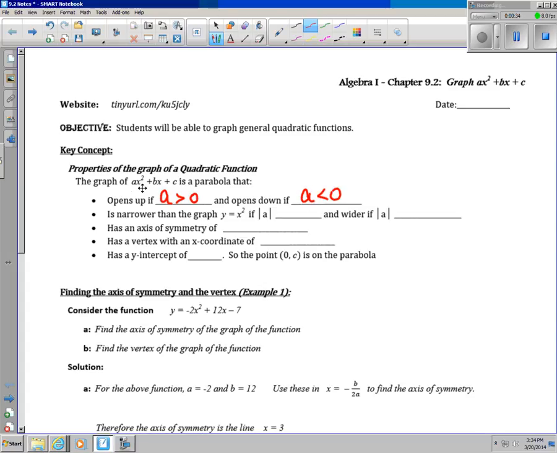Okay, so that's one thing you always need to pay attention to, the a right here, that coefficient in front of x. Basically if it's positive, it's going to open up. If it's negative, it's going to open down.